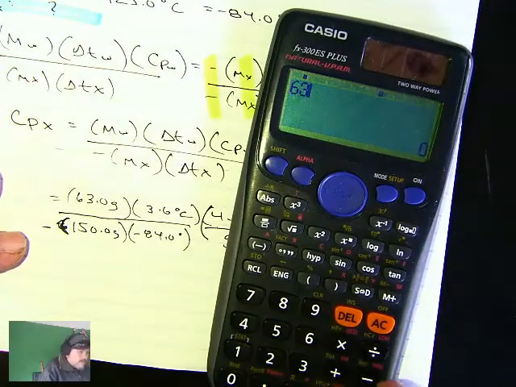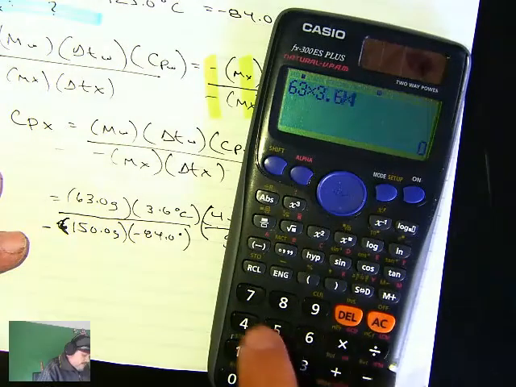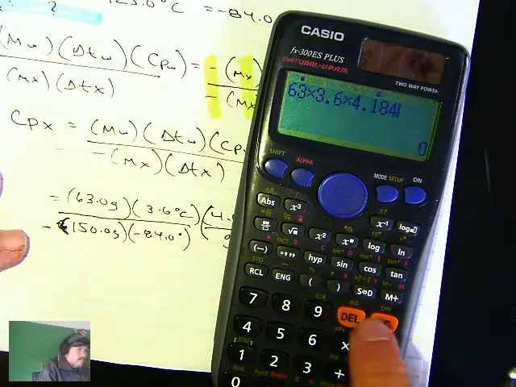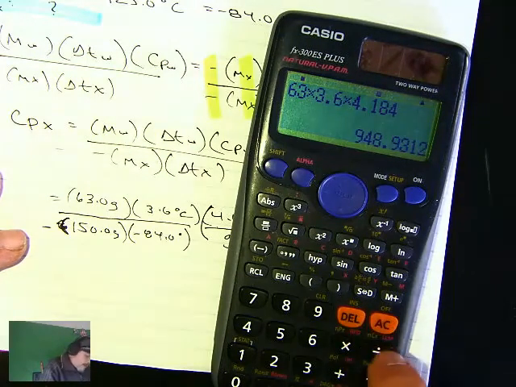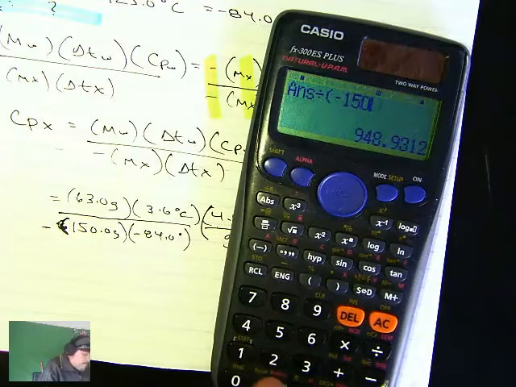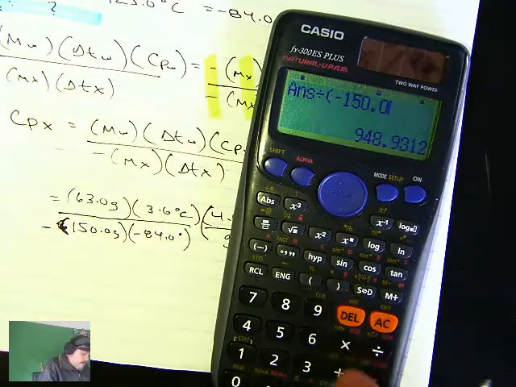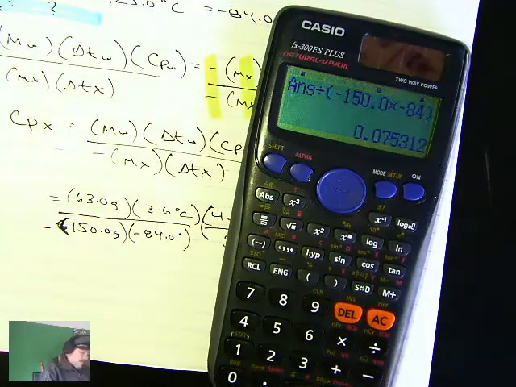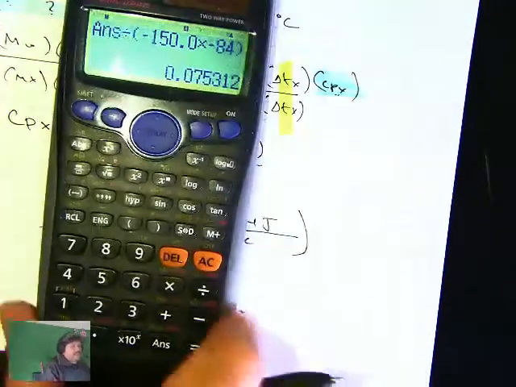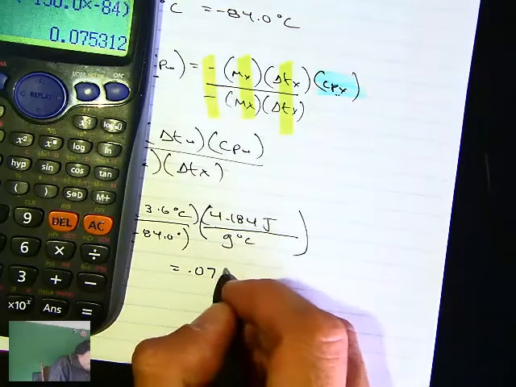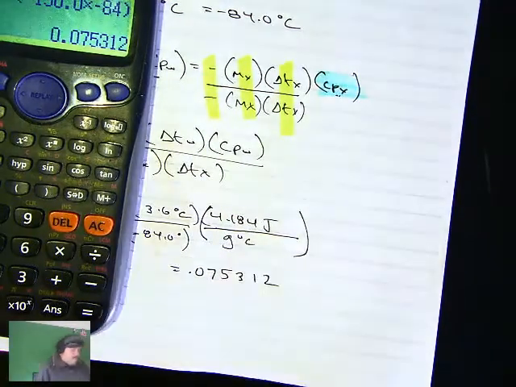63 times 3.6 times 4.184, and I hit equals. And I hit divided by, and then I hit parentheses. I put that negative sign. It doesn't matter. Just put it right there, just before the first number. Times negative 84, close parentheses. And I get the same number, but notice you can't have a negative specific heat capacity. But there's the number, 0.075312.